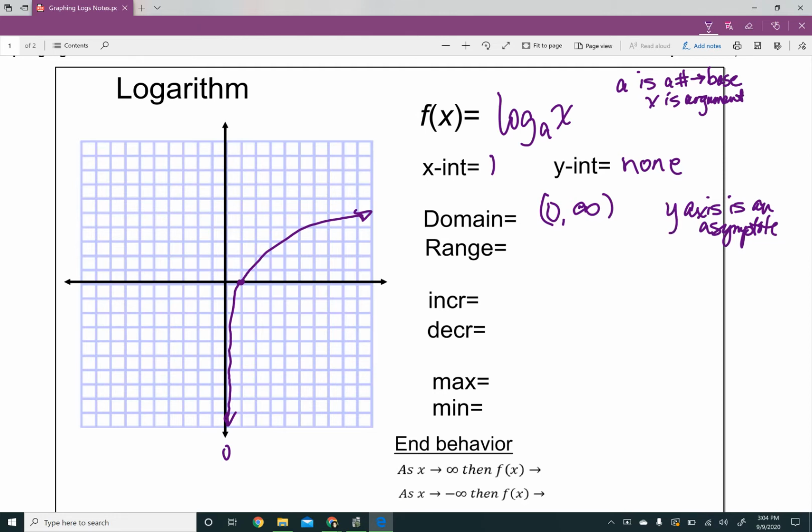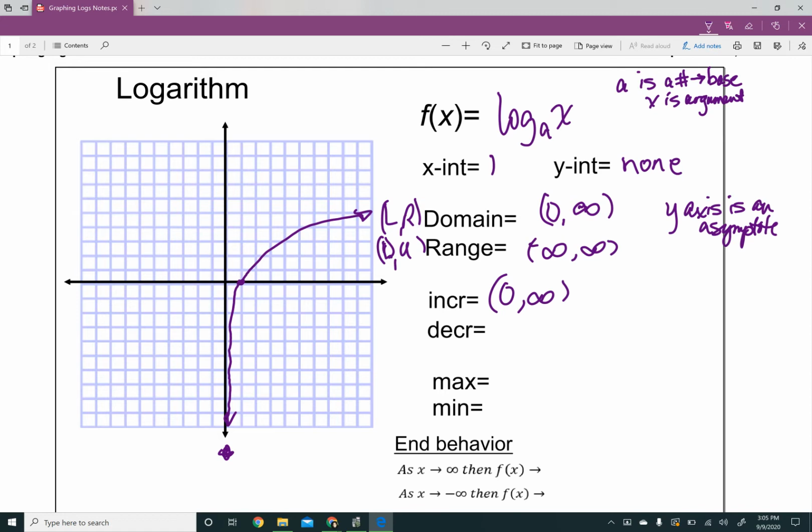The y-axis is an asymptote, just like the x-axis is an asymptote for the exponential function, because remember, these are inverses of each other. The range of this function goes from negative infinity to infinity. Remember, this is left to right and down to up. It increases everywhere on its domain. So it increases from 0 to infinity.